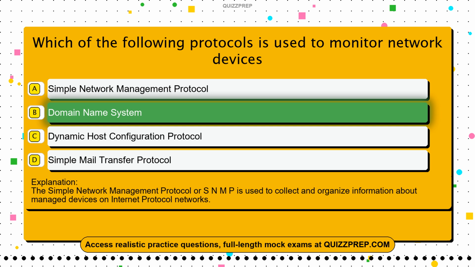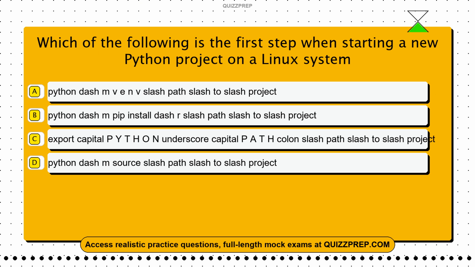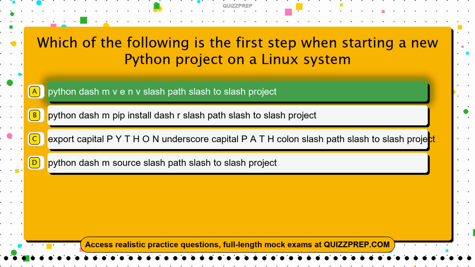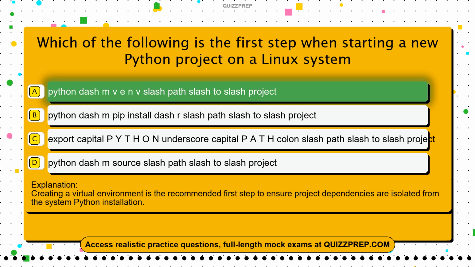Question 126. Which of the following is the first step when starting a new Python project on a Linux system? Option A, python -m venv /path/to/project. Option B, python -m pip install -r /path/to/project. Option C, export capital PYTHONPATH=/path/to/project. Option D, python -m source /path/to/project. The correct answer is option A, python -m venv /path/to/project. Creating a virtual environment is the recommended first step to ensure project dependencies are isolated from the system Python installation.